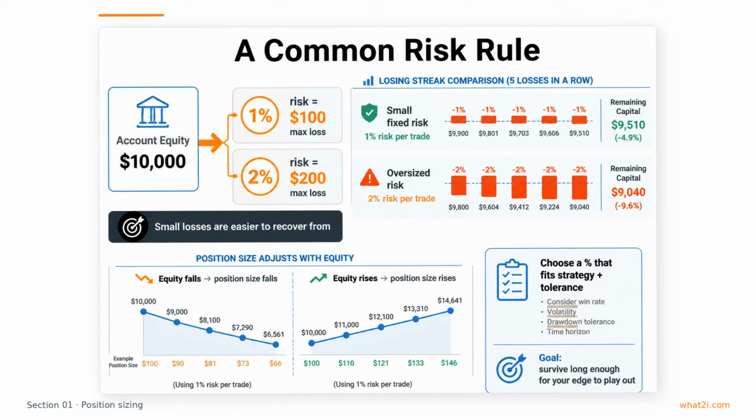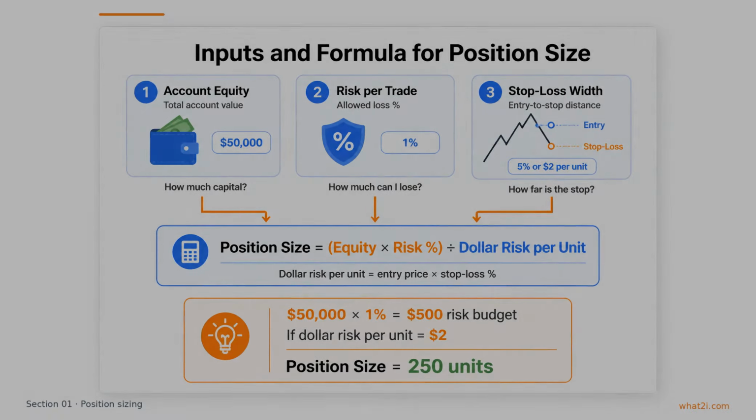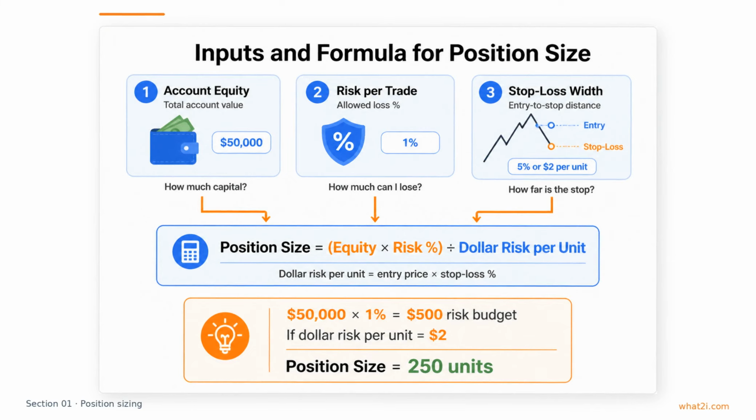This also means position size should adjust as your account changes. If equity falls, your risk budget per trade should usually fall with it, and if equity rises, your allowed size can increase gradually. Most position sizing calculations come from three inputs. First is account equity, which is the total value of the account. Second is the fraction of that account you are willing to risk on one trade. Third is the stop loss width, meaning the distance between your entry and your stop. Once you know those pieces, the formula is straightforward.